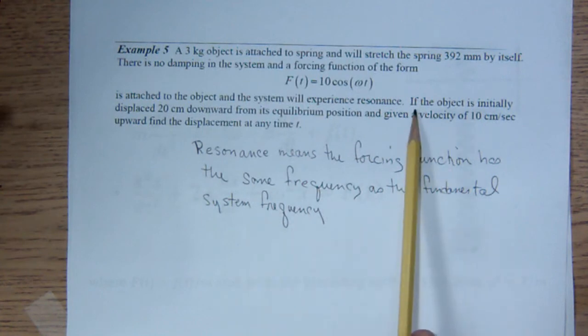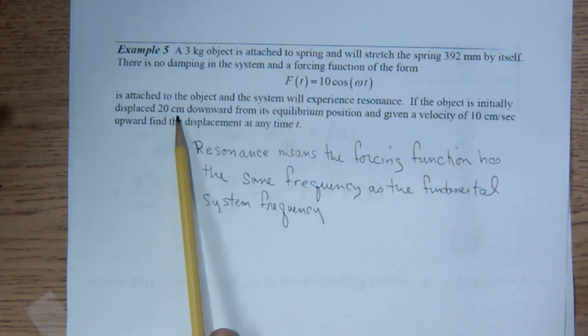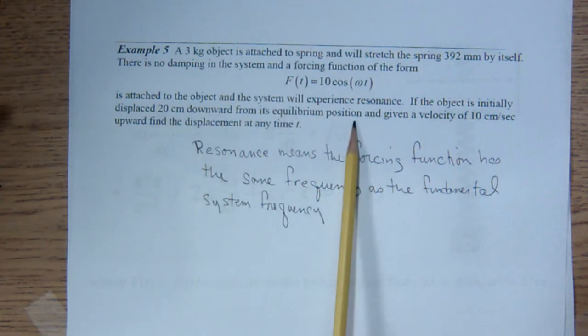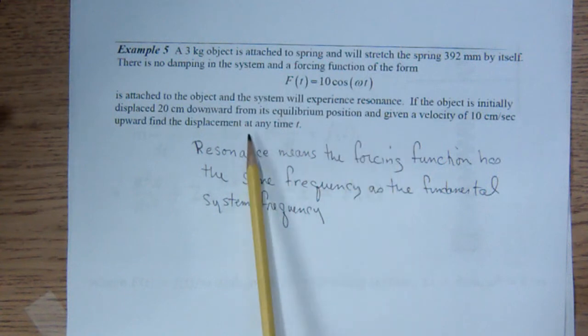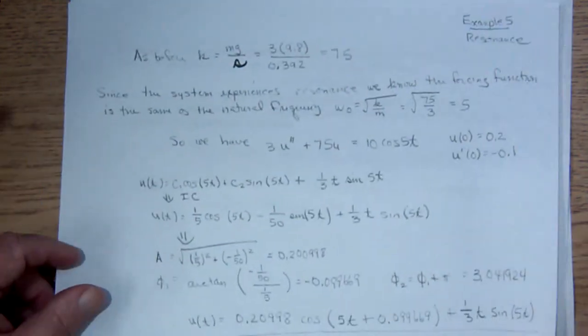We also have some different initial conditions. The object is initially displaced 20 centimeters now downward. You have to pay attention to the powers of 10. From its equilibrium position, and given a velocity of 10 centimeters per second upward. We want to find the displacement at any time t, and we're going to call that u of t.